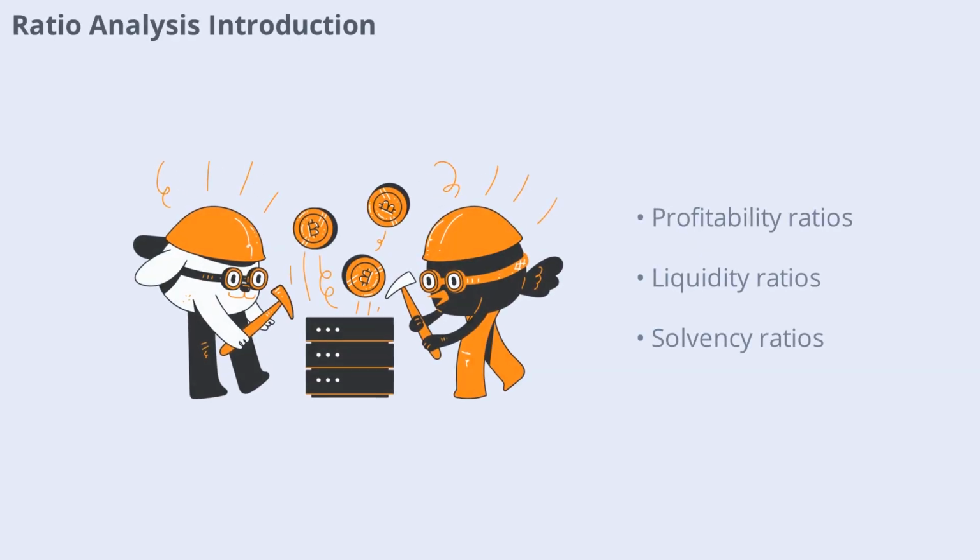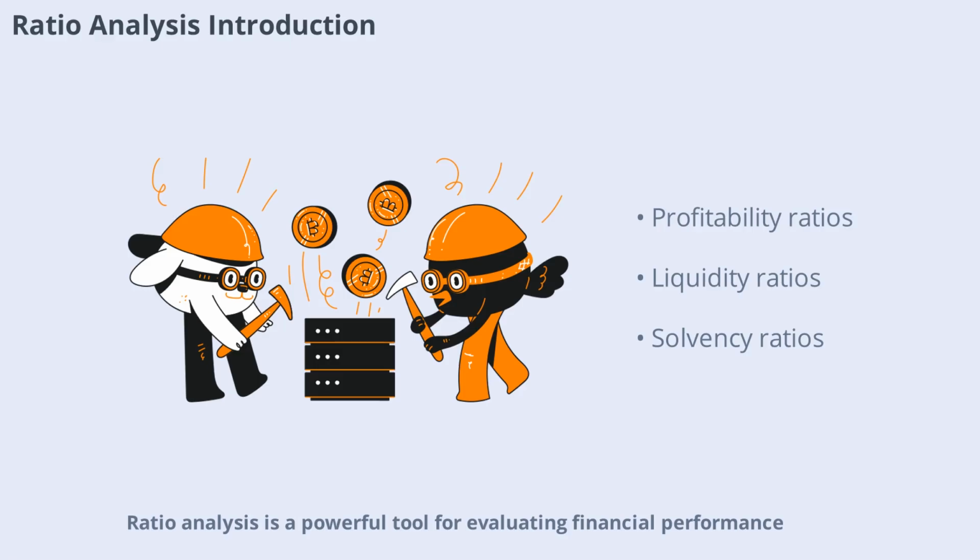Ratio analysis is a powerful tool for evaluating financial performance. It involves calculating and interpreting ratios from financial statements, such as profitability, liquidity, and solvency ratios. These ratios provide quick insights into a company's strengths and weaknesses. For example, the current ratio measures liquidity, while the return on equity assesses profitability. Ratio analysis helps compare companies, track progress, and identify areas for improvement. It's a cornerstone of financial analysis.